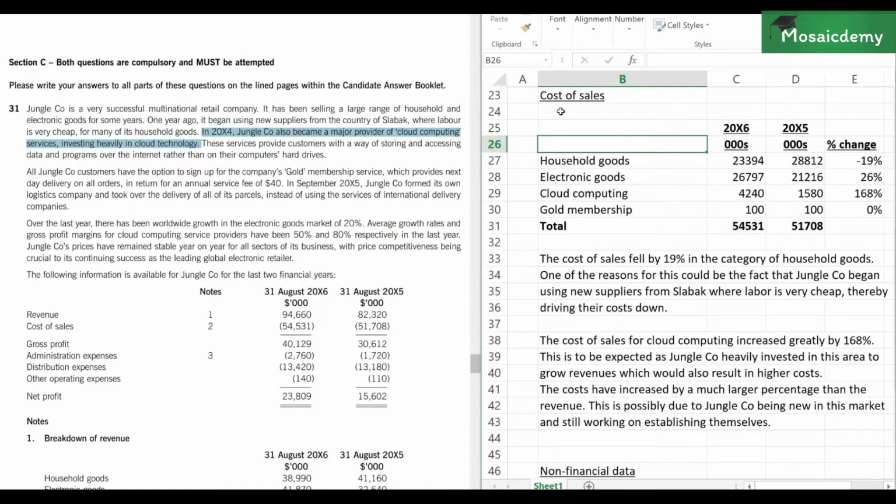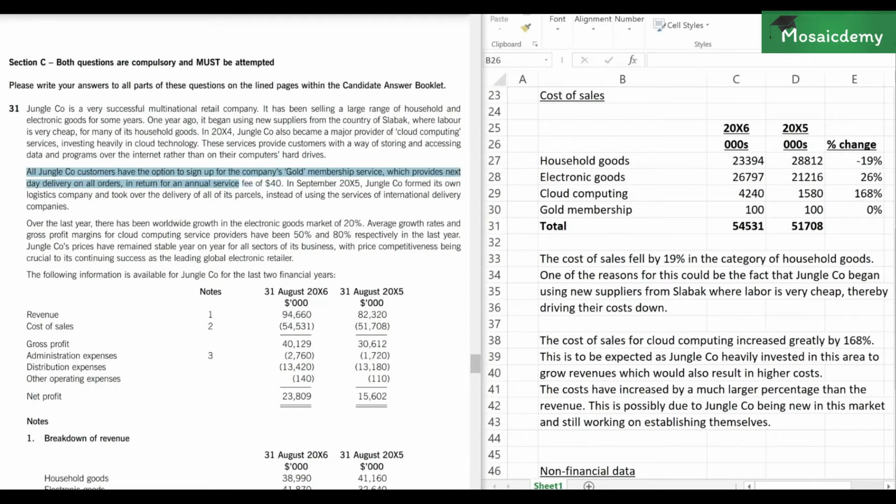Let's move on. It says all of Jungle Co's customers have the option to sign up for the Gold membership service, which provides next day deliveries on all orders. Next day deliveries, okay? And we saw there were lots of late deliveries later on. In return for an annual service fee of $40. In 2015, they formed their own logistics company and took over the delivery of all of its parcels instead of using services of international delivery companies.